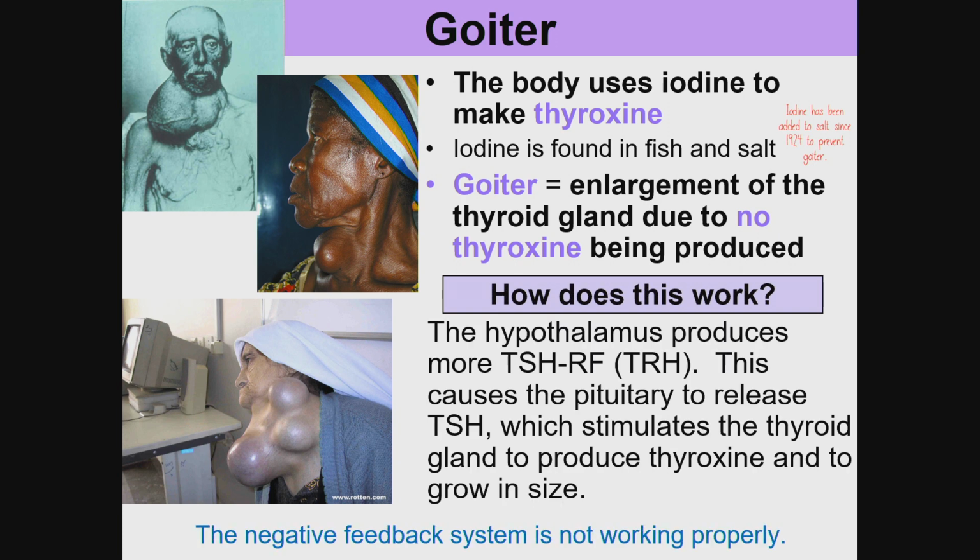The hypothalamus produces more TSH-RF. This causes the pituitary to release TSH, which stimulates the thyroid gland to produce thyroxine, and if it can't, it will grow in size to try and make cells that can produce thyroxine. So the negative feedback system is not working properly.